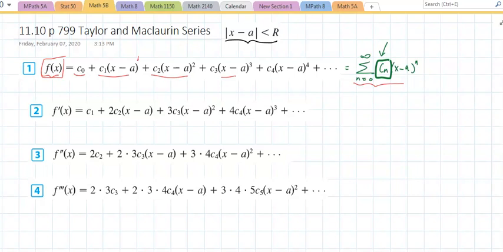up with the series. Well, if I take f and I put an a everywhere I see an x, do we agree that this is a zero? This is a zero. This is a zero. This is a zero. Wouldn't that be just c sub zero?